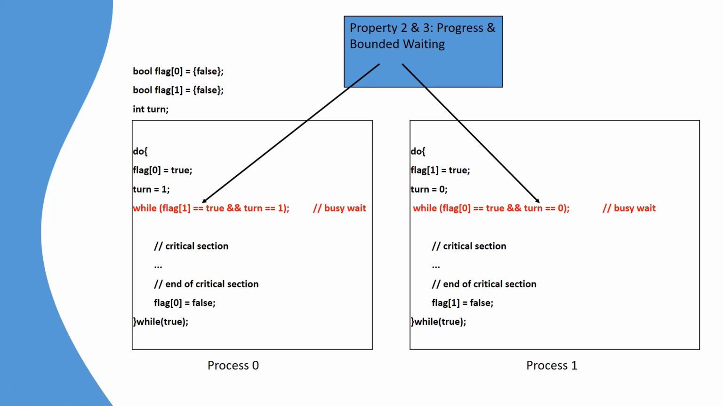Thus the three properties, mutual exclusion, progress and bounded waiting, are satisfied by Peterson's solution. So it is one of the solutions to the critical section problem, but only for two processes. That's all for now.